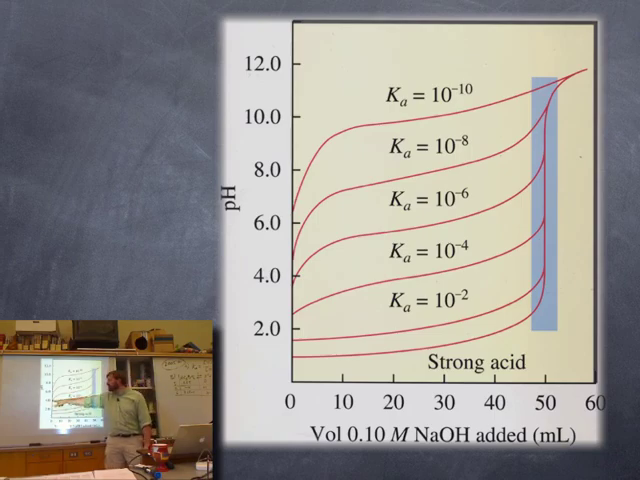You can see it starts off and then it flattens out as we form the buffer, and then it gradually goes up as the buffer minimizes the pH change. So the shape of the curve depends on the Ka of the acid.